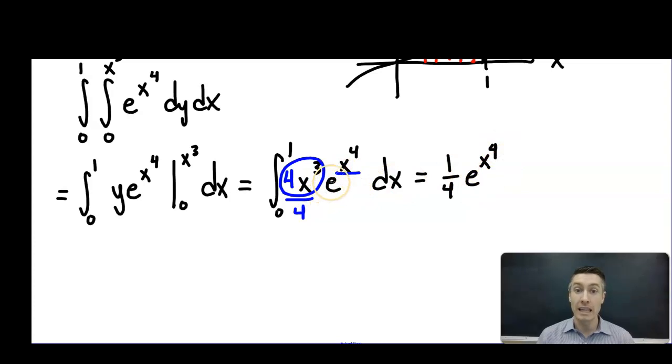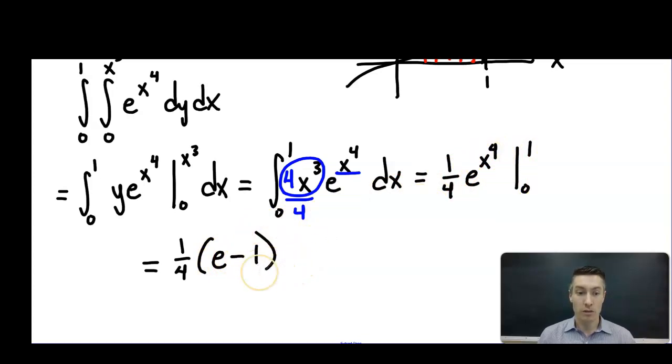Think about integrating e to the u, just e to the u as the integral. And we're going to evaluate that from 0 to 1. So we get 1/4. I'll factor out the 1/4. So if we plug in 1, e to the first is e, and then plug in 0, e to the 0 would be 1. So 1/4 times e minus 1.